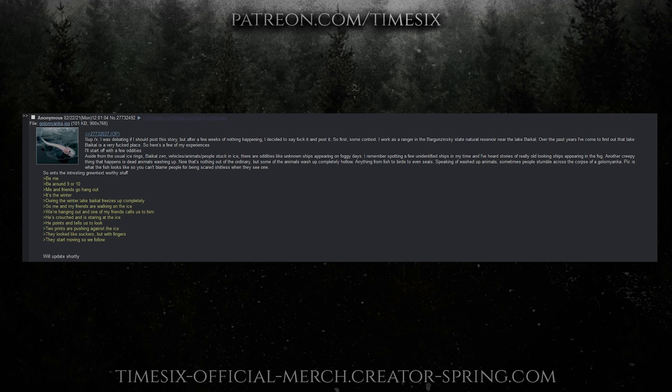Another creepy thing that happens is dead animals washing up. Now, that's nothing out of the ordinary, but some of the animals wash up completely hollow. Anything from fish to birds to even seals. Speaking of washed up animals, sometimes people stumble across the corpse of a golomyanka. Pick is what the fish looks like, so you can't blame people for being scared shitless when they see one.